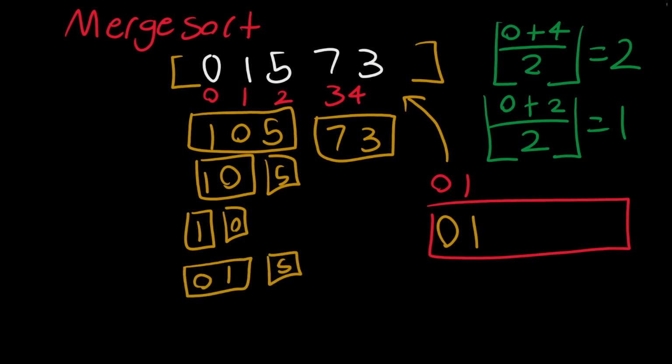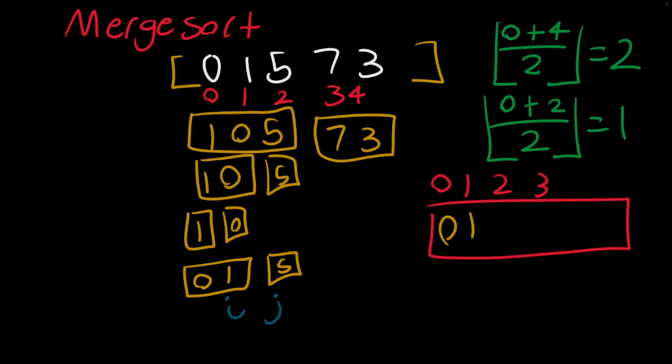Now we merge 5 together with this array. So we're going to do that again. We're going to get i, so i here, and we're going to get j. Is 0 less than 5? 0 is less than 5. We're going to put the 0 here. i is going to move forward. Is 1 less than 5? 1 is less than 5. So 1, and then we're going to need this next index.